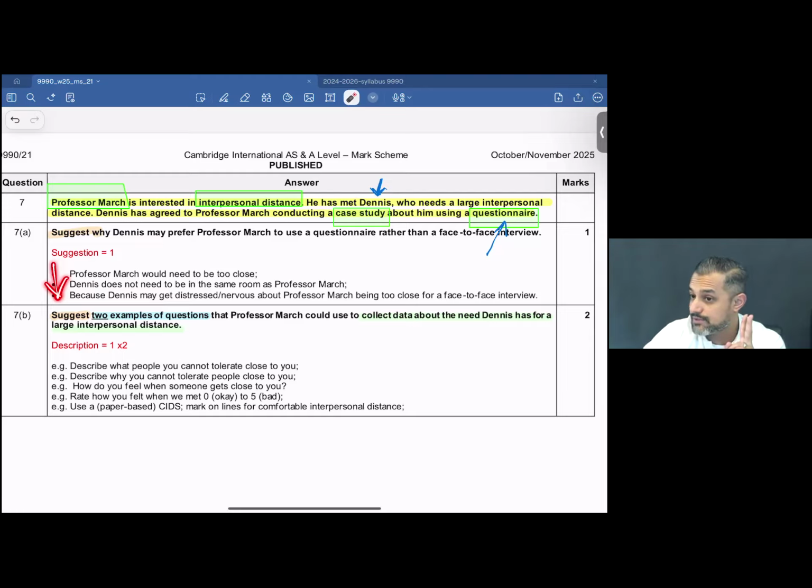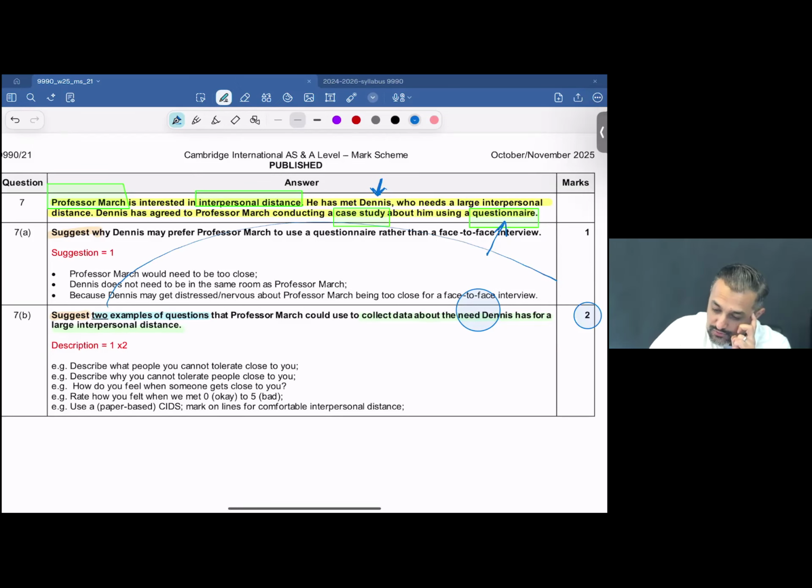There are two examples that we required that Professor March could use to collect data about the need Dennis has for large interpersonal distance. Now, why is it that someone needs large interpersonal distance? There are two examples that are required. We need to understand that this person, Professor March, would need details.